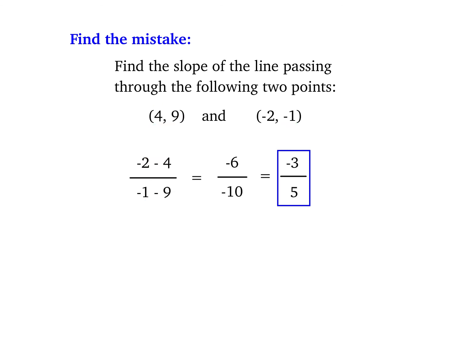One more mistake to find. So here we have the points 4, 9, and -2, -1. So if we look, again, I'll label these to help know which ones we're talking about. So it looks like they did x minus x, and then y2 minus y1. So here they flipped which one should go in the numerator. So y's, even though it's the second value listed, needs to go first. So these need to be flipped, which means these would need to be flipped.